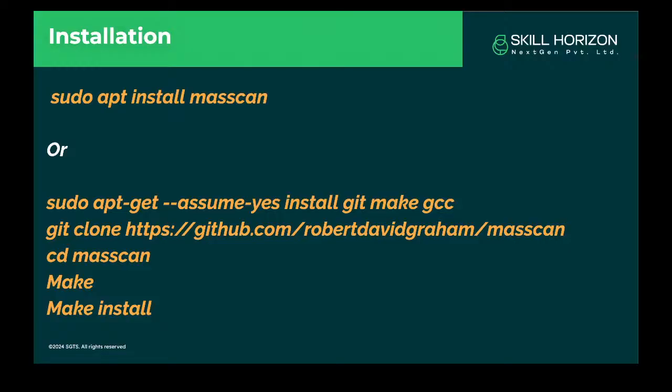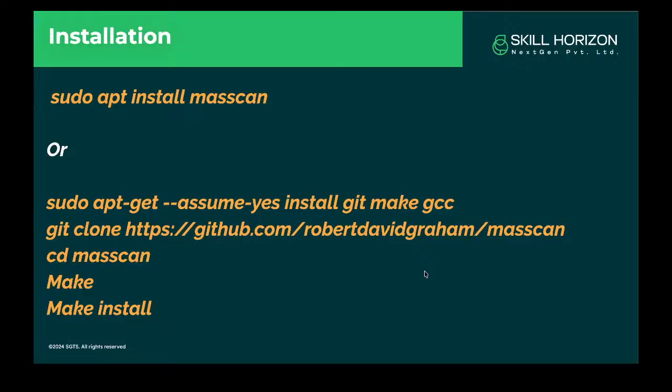Now, if we talk about the installation, how you can install Masscan into your system, there are two methods. You can install Masscan with the package manager, so the apt command is useful. You can use apt install masscan. Or if you want to install from source, you need to run these commands.